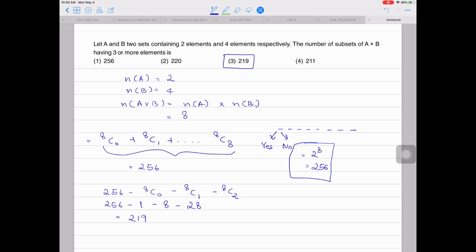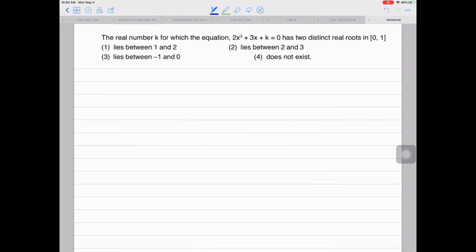Let's move on to the next question. The real number k for which the equation 2x cube plus 3x plus k equals 0 has 2 distinct real roots in 0, 1. So we have a function f(x) which is 2x cube plus 3x plus k equals 0. And we need to find 2 distinct real roots in 0, 1.